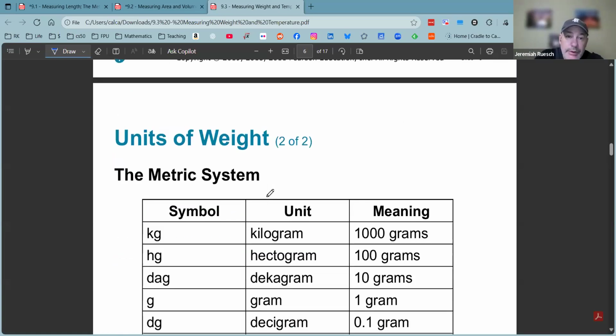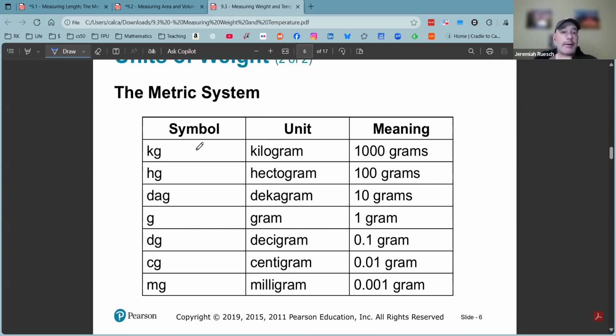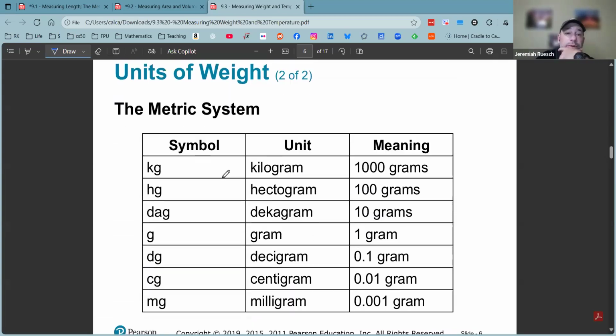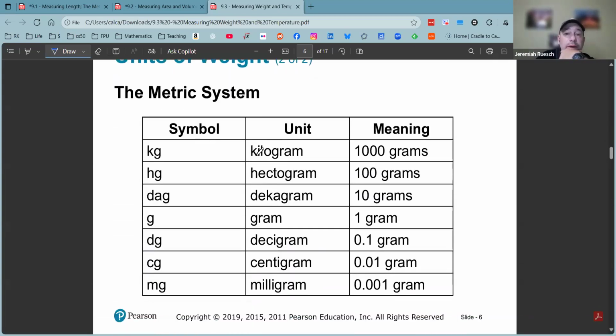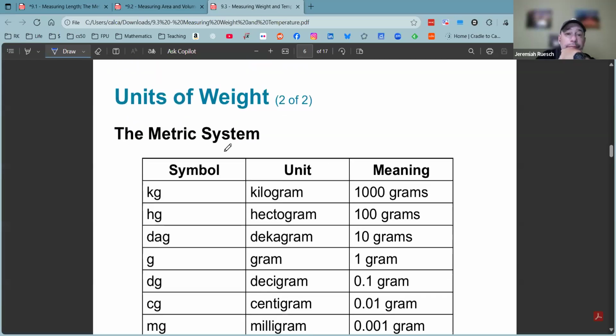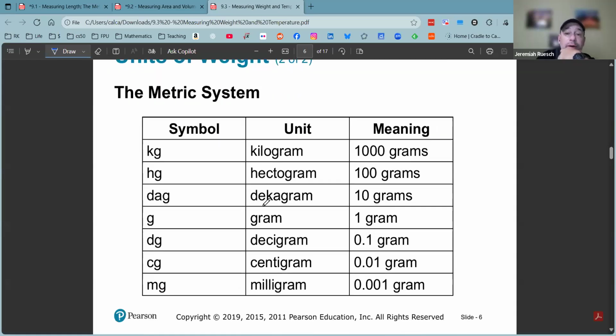Okay, so let's move on here then. The metric system has these measurements of weight. We have the kilogram, we have the hectogram and decagram. And again, for whatever reason, we don't frequently use those measurements. We definitely use grams. And the decigram, I don't know if it's used a whole lot. I don't come across it very much. But the centigram and milligram, you certainly will.